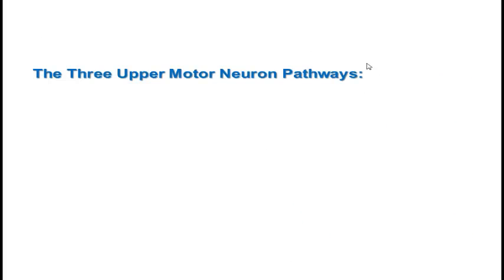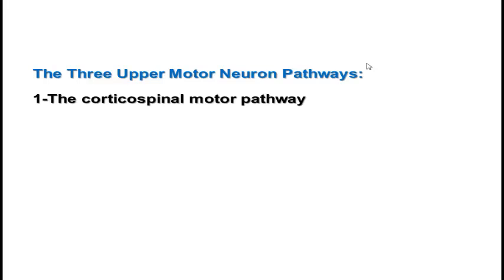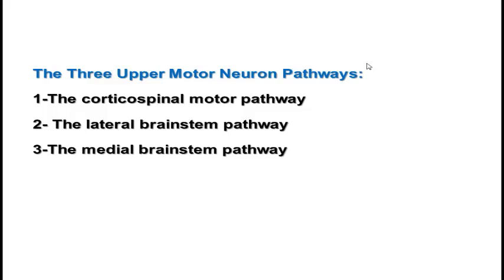So there are three upper motor neuron busways, which give the order or innervate the lower motor neurons. One is called the corticospinal motor busway: cortico because it originates from the cortex, spinal because it ends at the spinal cord. The second is the brainstem busway called the lateral brainstem busway, and the third is the medial brainstem busway.